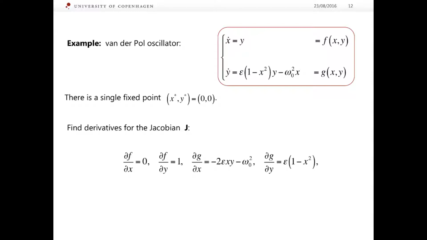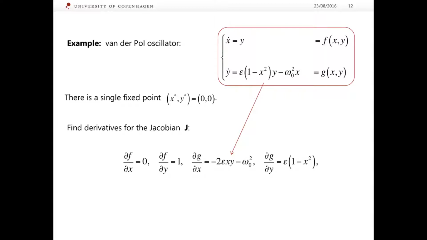First of all, look at the function f. This function does not depend on x, so its partial derivative with respect to x is equal to 0. Next, we need to differentiate function f with respect to y. Because the function is simply equal to y, its derivative with respect to y is 1. Look at function g and find its derivative with respect to x. In doing so, we assume that y is simply a constant, a number.